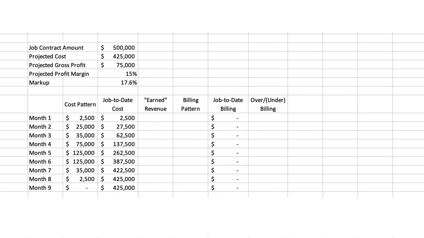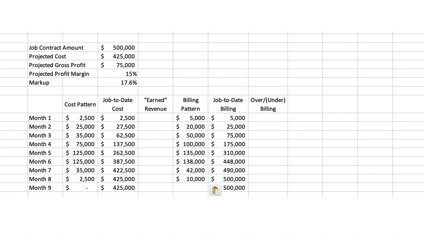Now, let's take a look at the billing pattern. So let's suppose for the first month, they billed $5,000. That seems reasonable. But then for the second month, you billed $20,000. So the job to date billing at that point is $25,000. Let's go ahead and populate the rest of the months.